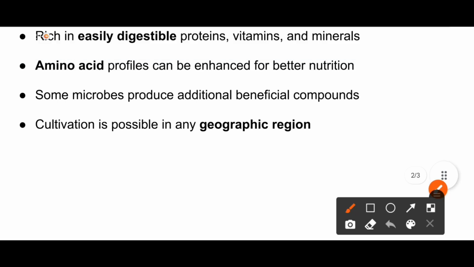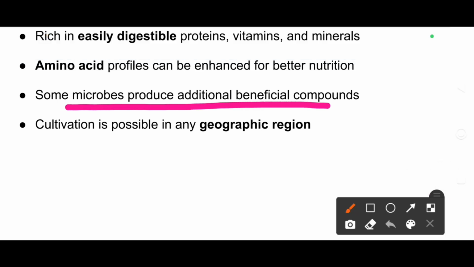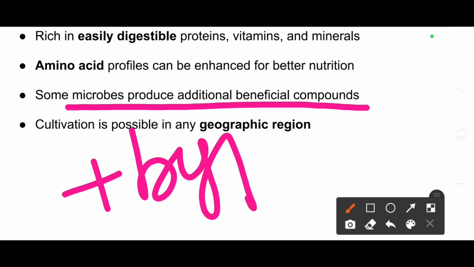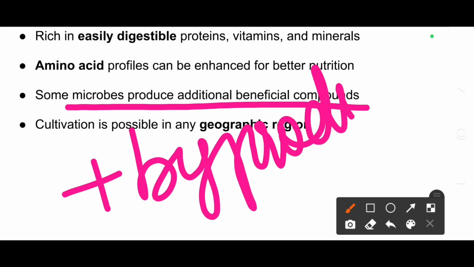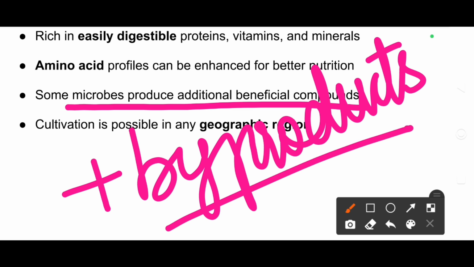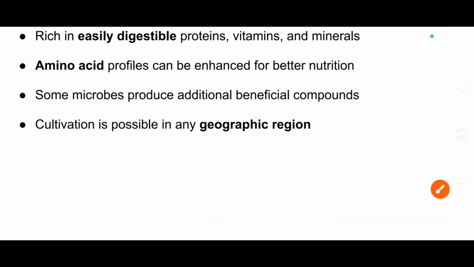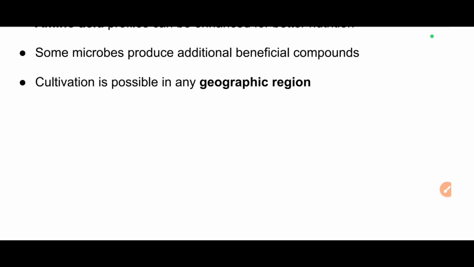Next point is that when these microorganisms grow, they also release some additional things, that is, additional byproducts. We call them byproducts in biological terms. These metabolic byproducts can also be very useful and very good for our health. They can also release some vitamins, minerals, and so on.